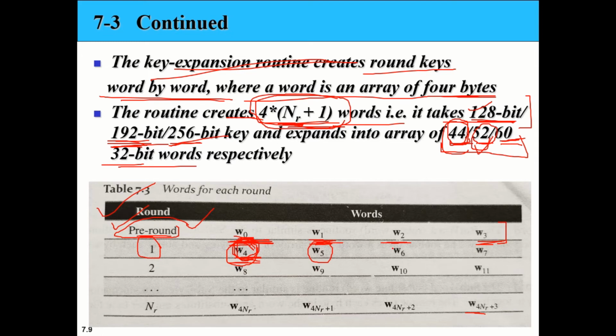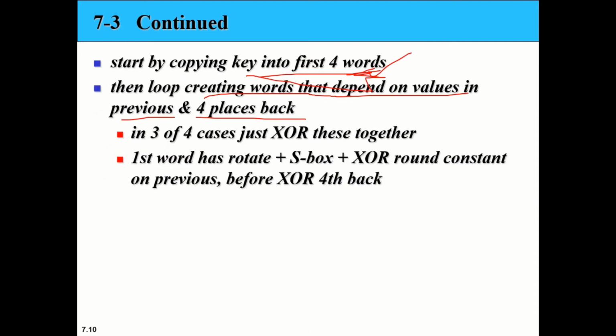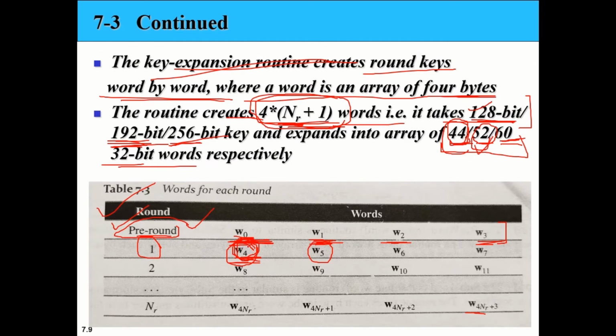So in this process we will understand that W4 depends on which of the words, W5 depends on which of the words, and how this process goes on, right? So it says that it depends on the values in the previous and four places back. So it means that W4 will be depending on the word which is previous to it and which is four places back to it.